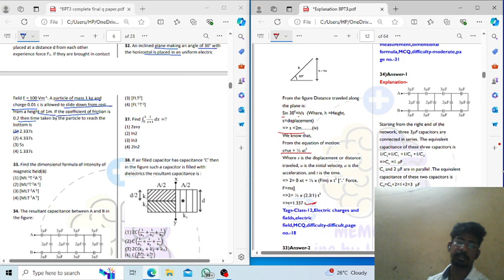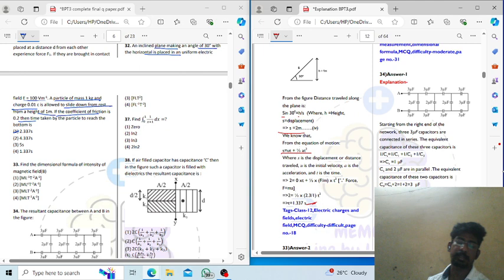Find the dimensions of the intensity of the magnetic field. This is a very common question, a previous year question I think. The force is F equals qvB for the magnetic field. The magnetic field is given by B equals F by qv. F is force, MLT to the minus 2. First of all, the dimension of q: charge means current times time, AT. Already known.